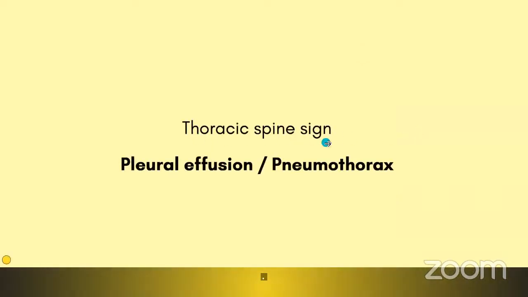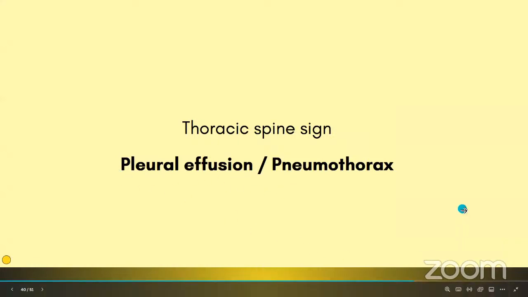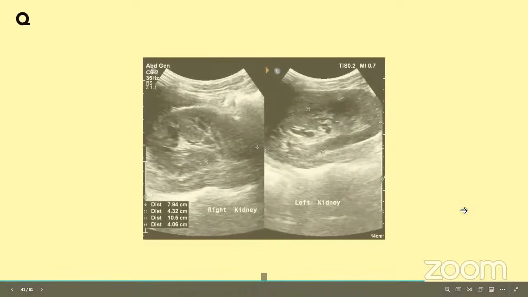This is called thoracic spine sign, seen in pleural effusion. I should do a fact check regarding whether this is also seen in pneumothorax or not. In some sources, it's given for pneumothorax. In pneumothorax too, you can see thoracic spine sign, which makes sense. But there are other resources that deny the fact. But clearly, thoracic spine sign is a classic of pleural effusion. That's for sure. Fine. Let's move to the other example.